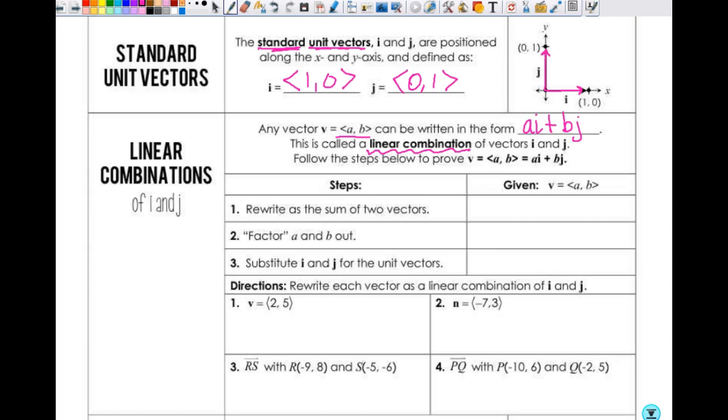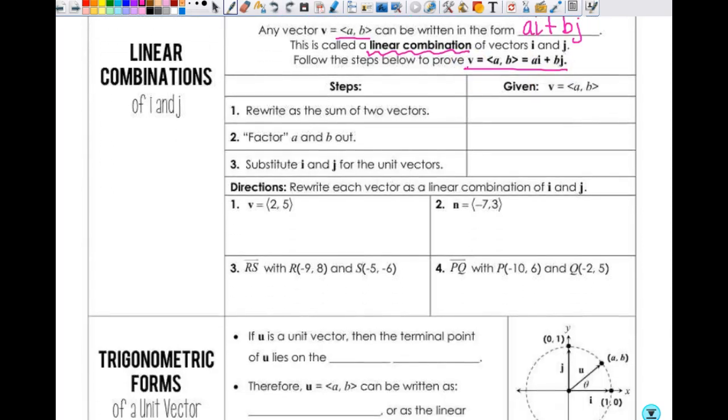It says, follow the steps below to prove that these things are equal. Okay, so we're going to prove that they are equal. We're given this vector ⟨a, b⟩. We're going to start by rewriting it as the sum of two vectors. So vector v could be written as ⟨a, 0⟩ plus ⟨0, b⟩. Do you agree with that? If I took these and added them together and went backwards, would I end up with the vector ⟨a, b⟩? I would, right? So then the second step is to factor out a and b.